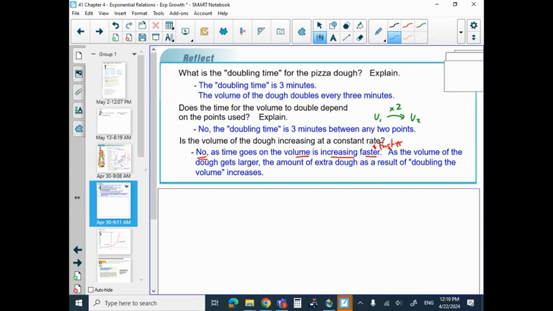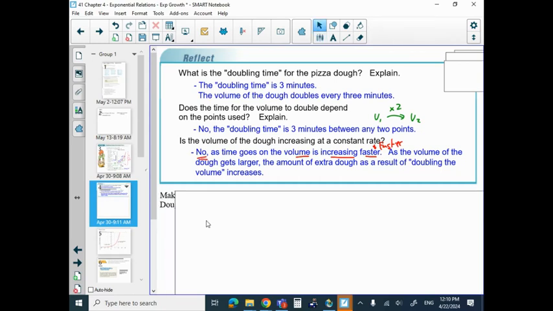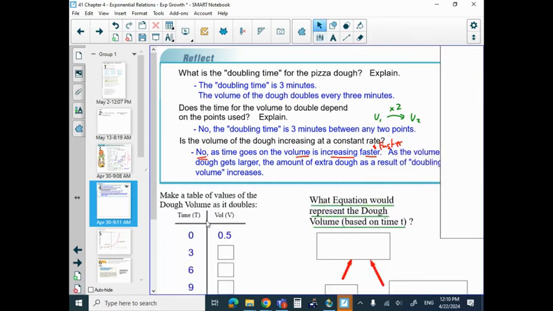So yeah, there's a constant rate of doubling, but certainly not a constant increase in the volume. Okay, so let's start to analyze the numbers for this. Shocking, I know, right? In a math class.